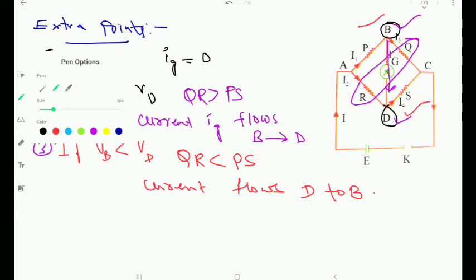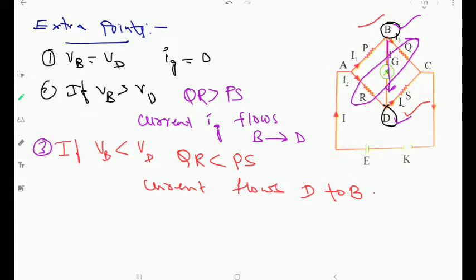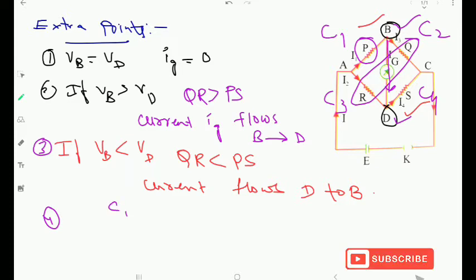Now one more point. We can construct this Wheatstone bridge using capacitors also. Instead of resistors, we can replace them with capacitors C1, C2, C3 and C4. When constructing with these capacitors, the balanced condition changes to C1 by C2 equal to C3 by C4, right?